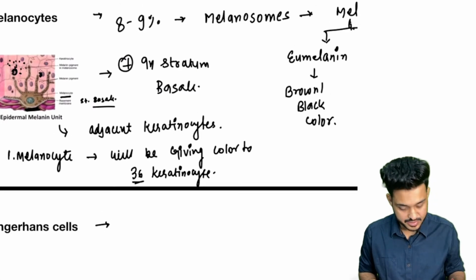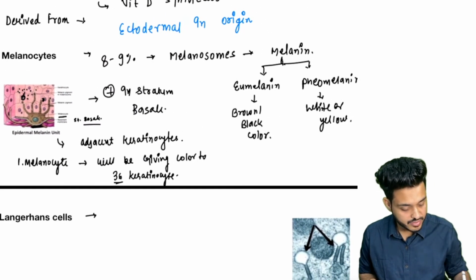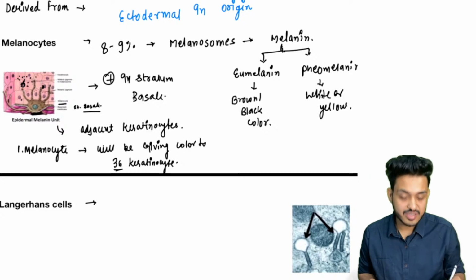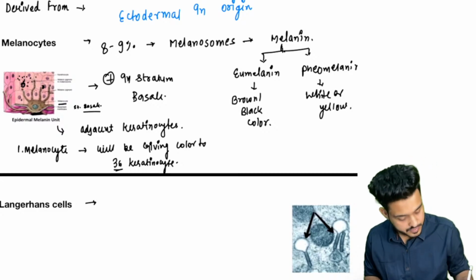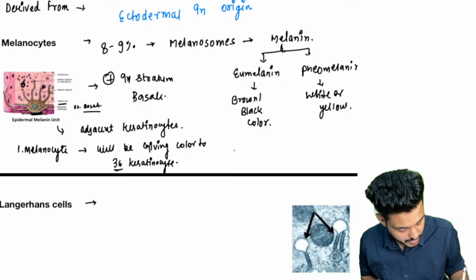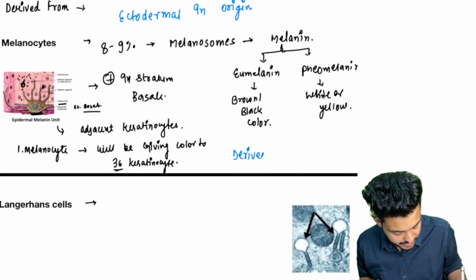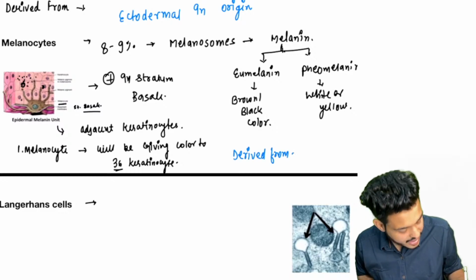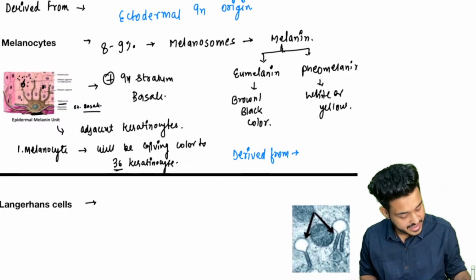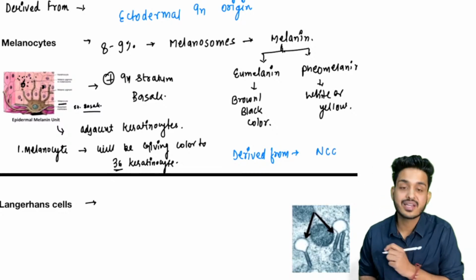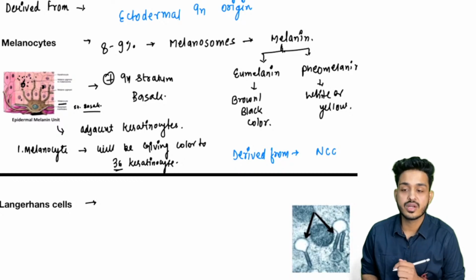36 keratinocytes. Important, one more important question from here, that is, where do melanocytes come from? Okay, where are they derived from? So they are derived from which layer, guys? They are derived from neural crest cells.